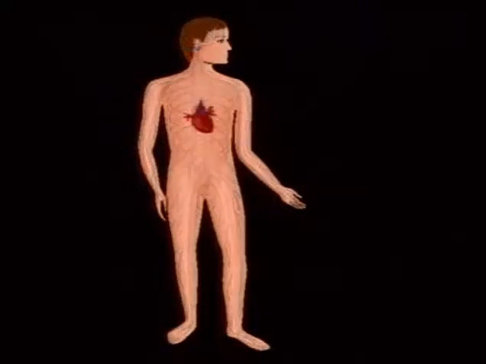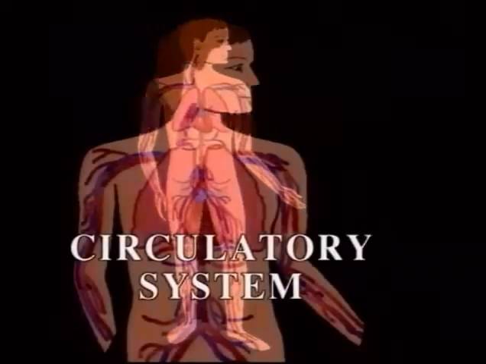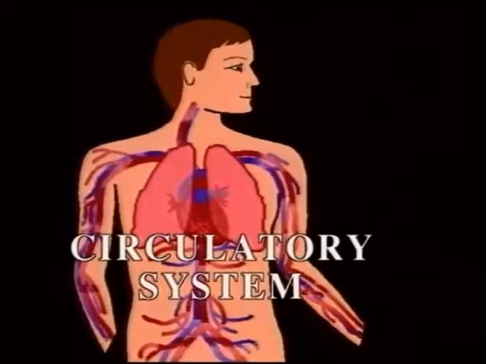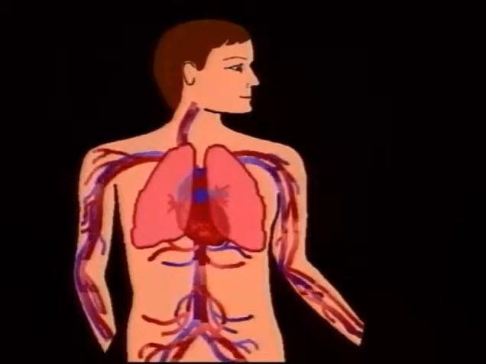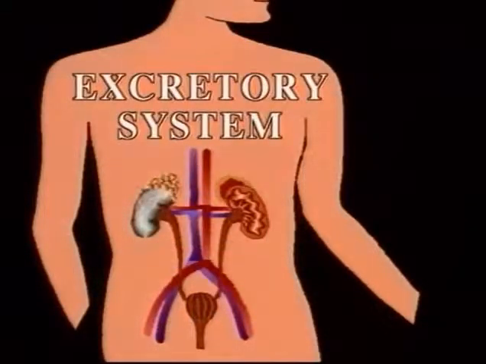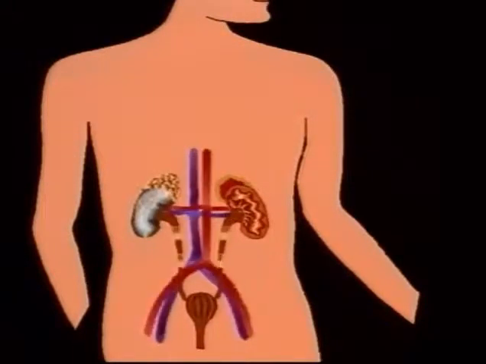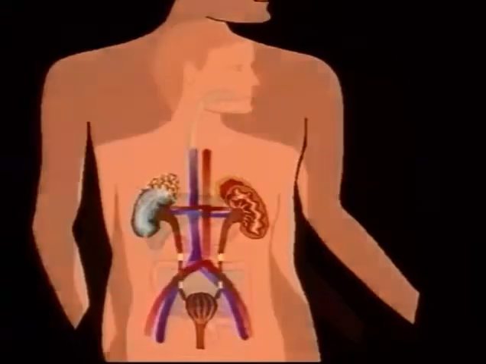Fourth is the circulatory system, for carrying blood to cells throughout the body. The heart is the main organ of the circulatory system. Fifth is the excretory system, which allows the body to rid itself of liquid waste. The kidneys are the main organ of the excretory system.